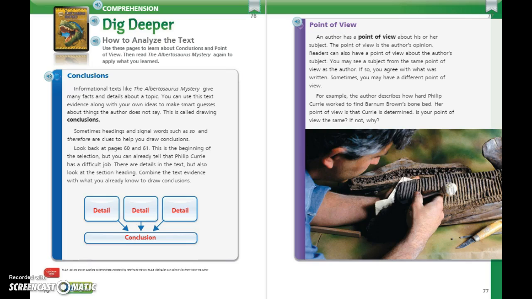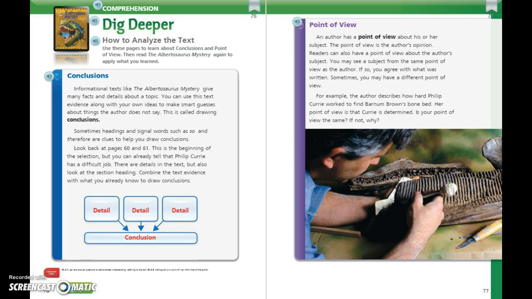We also talked about point of view. An author has a point of view about his or her subject. The point of view is the author's opinion. Readers can also have a point of view about the author's subject. You may see a subject from the same point of view as the author. If so, you agree with what was written. Sometimes you may have a different point of view.